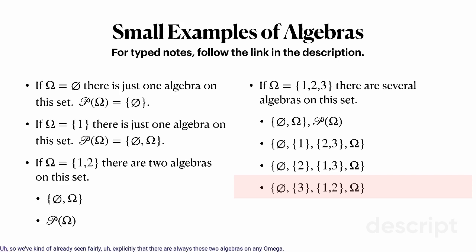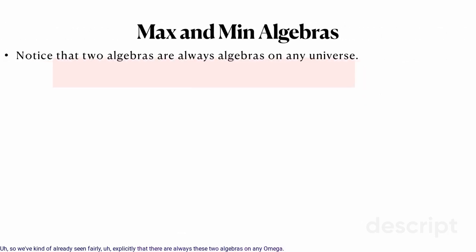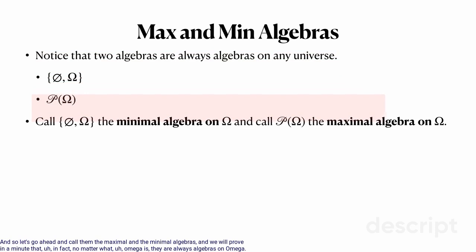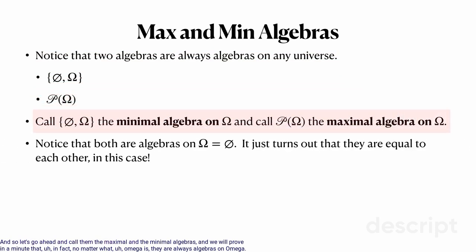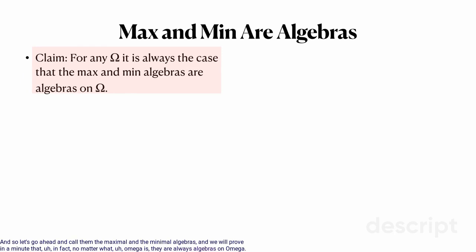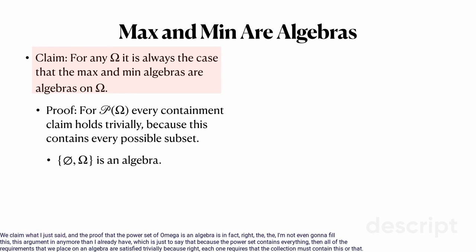we've already seen fairly explicitly that there are always these two algebras on any omega. The one that consists of just two things, the empty set and the universe, and the one that contains everything, which is the power set. And so let's go ahead and call them the minimal and the maximal algebras. And we will prove in a minute that, in fact, no matter what omega is, they are always algebras on omega. Okay, so claim. We claim what I just said.